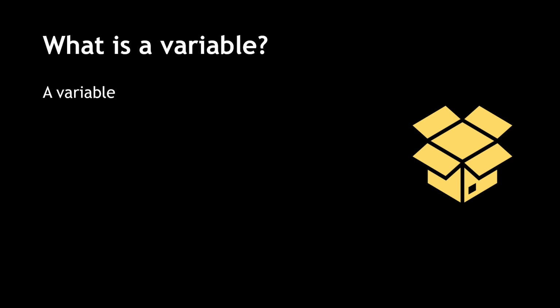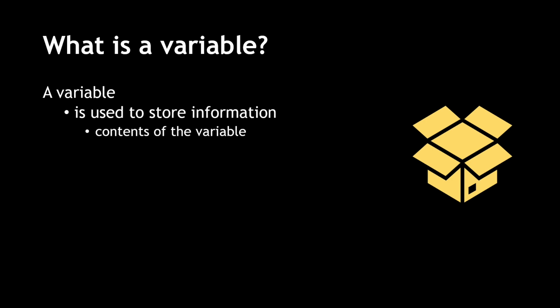In this lesson, we are going to answer the questions, what is a variable and how we can work with one in C++. A variable is essentially a named container for some piece of information. That is, it is used to store information and has an identifier to address it by.